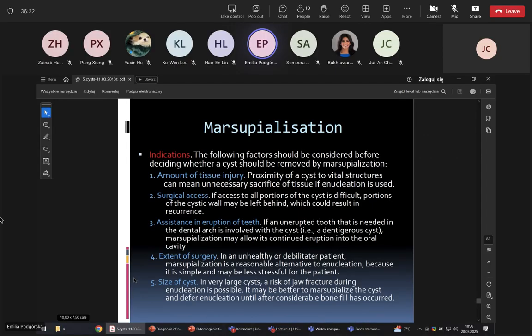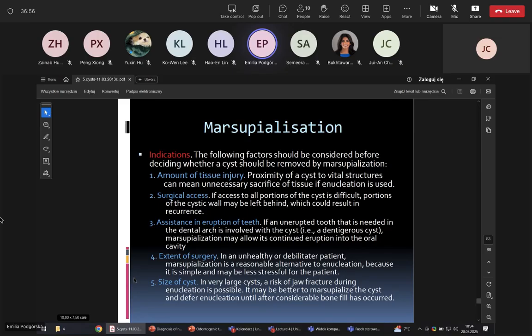Marsupialization indications. The following factors should be considered before deciding whether a cyst should be removed by marsupialization. 1. Amount of tissue injury. Proximity of a tooth to vital structures can mean unnecessary sacrifice of tissue if enucleation is used. 2. Surgical access. If access to all portions of the cyst is difficult, portions of the cystic wall may be left behind, which could result in recurrence.